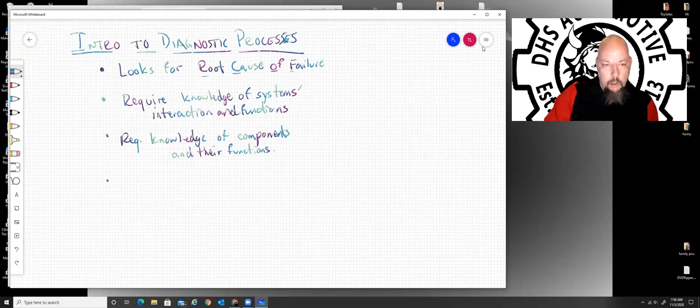The whole thing here, the root cause of failure, requiring all the knowledge of how a system or systems function and interact with each other, as well as all their constituent parts and their functions that contribute to this great whole, okay? It's in order to find the why behind the why, oops, I need a Y there.